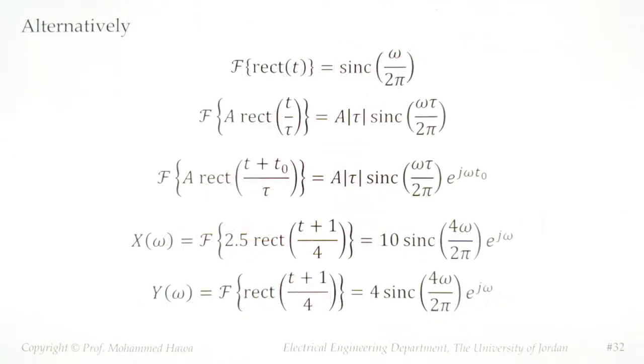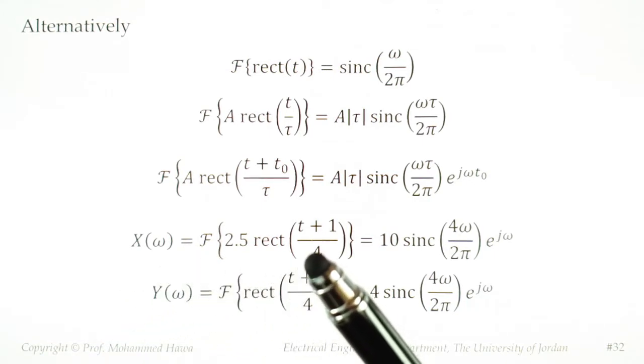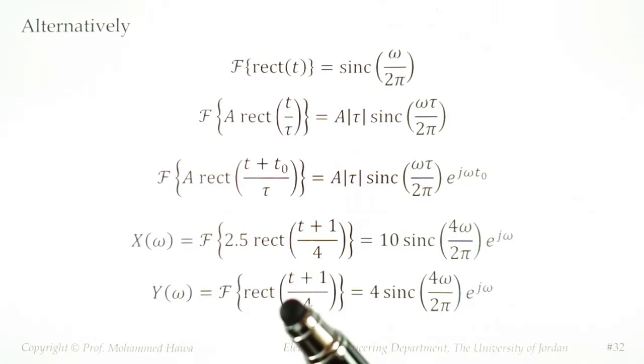In my alternative solution technique, I'm going to find X of omega, which is the Fourier transform of x of t, and Y of omega, which is the Fourier transform of y of t.